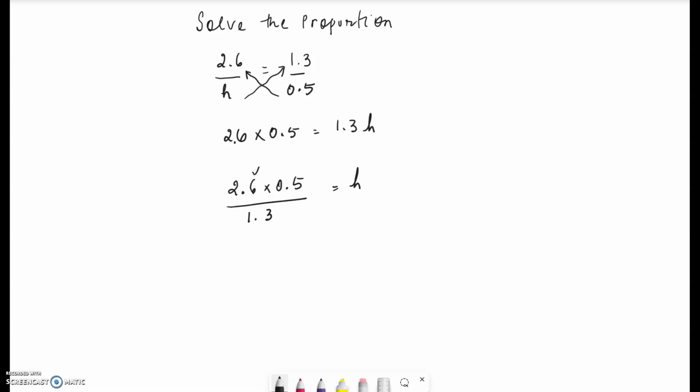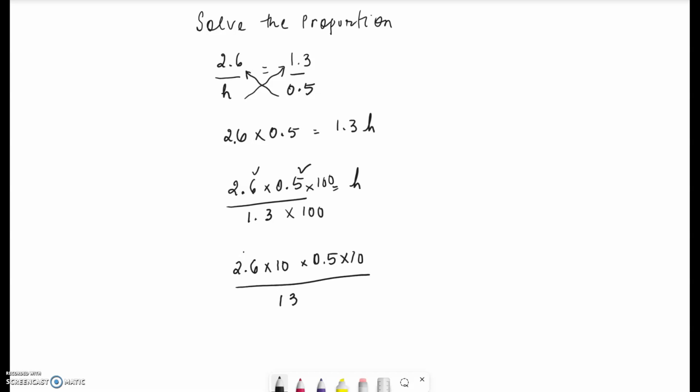Now notice that there's one decimal place here, one decimal place here, and we need to get rid of both the decimal numbers. And the only way to do that would be by multiplying by 100. And if we multiply the numerator by 100, we multiply the denominator by 100. So 100 is 10 times 10. So basically we're going 2.6 times 10 times 0.5 times 10. The 10 times 10 is really 100.